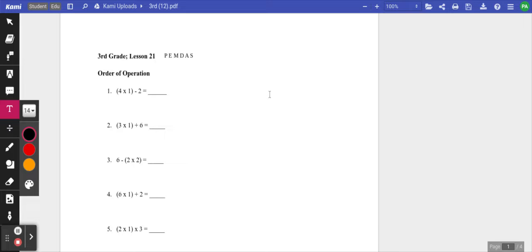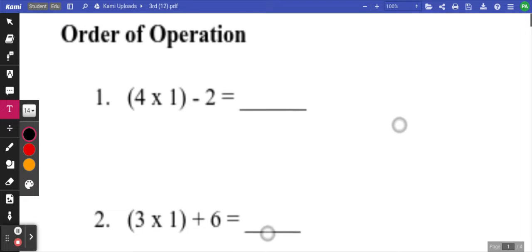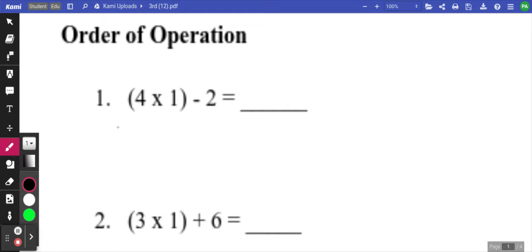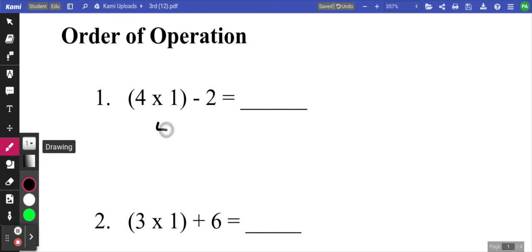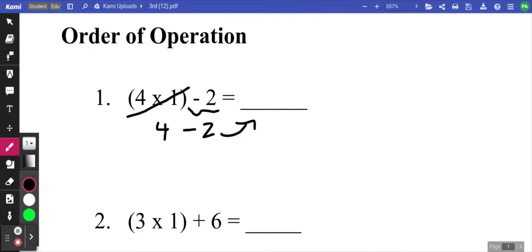So let's try number 1 together. Right off the bat, we see a parentheses, so we're going to solve that first. So 4 times 1, which is 4. And you're going to bring down the minus 2 because you solved it. And now you just get the answer, and 4 minus 2 is 2.